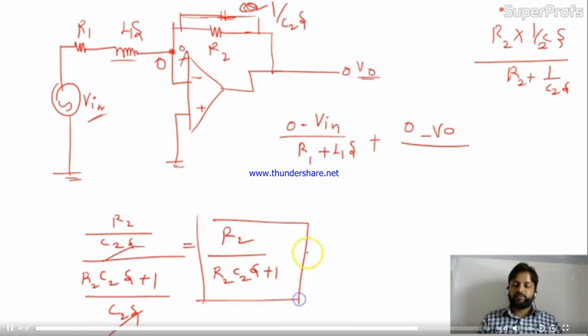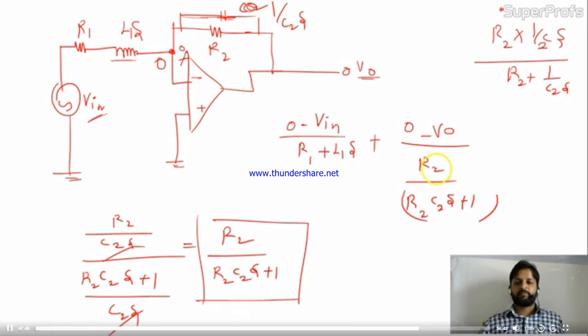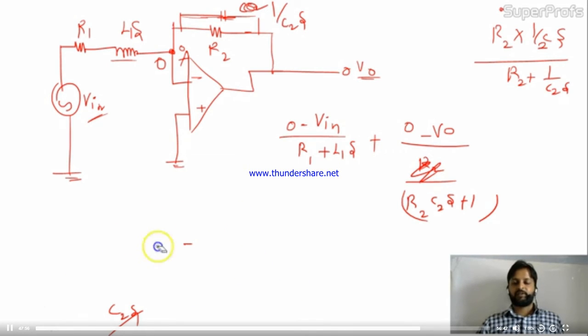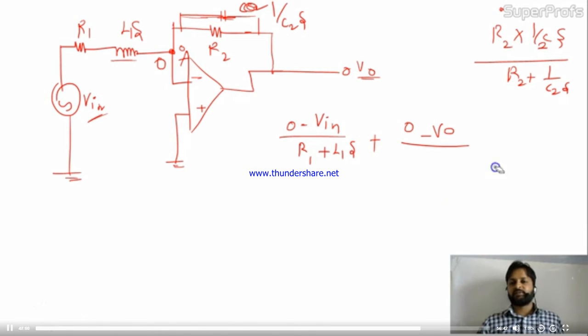So this is your resistance, R2 C2S plus 1. Is it okay? Or instead of this, put directly. I think it is complicated. Let me clarify what direct means. I'll show you. See, instead of this parallel combination, we take 1 by 1, so the equation will be easy to solve, right?